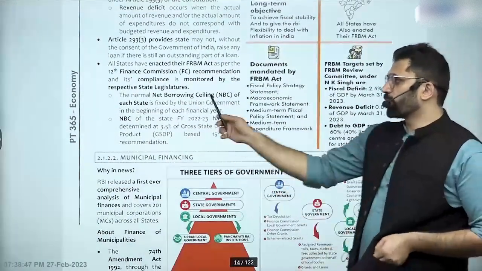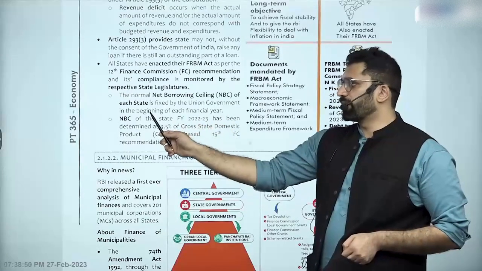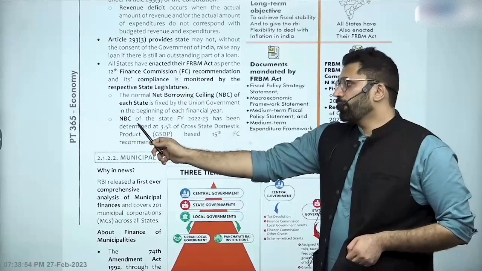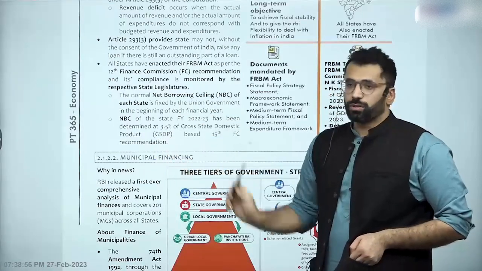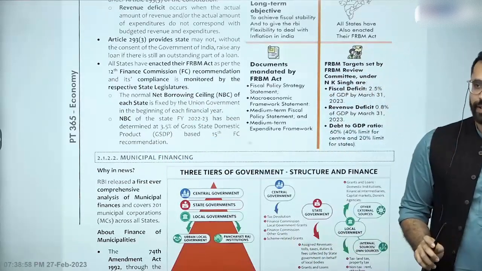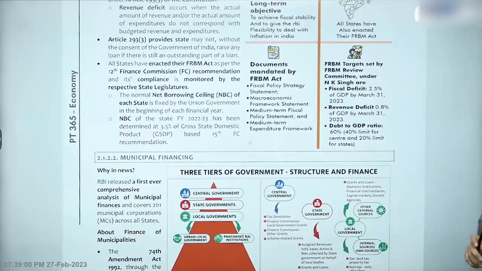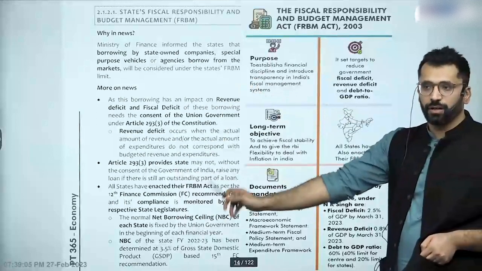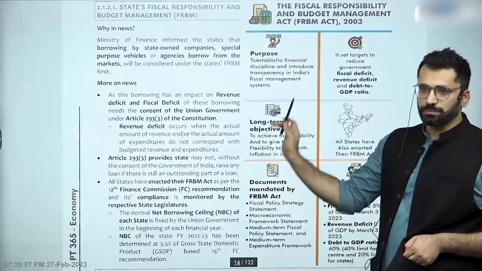The net borrowing ceiling of each state is fixed by the government in the beginning of each financial year because of Article 293. The net borrowing is 3.5% of the total GSDP, as recommended by the 15th Finance Commission. So now whatever borrowing you are going to do here will be counted under your limit. Is this clear? What is this?